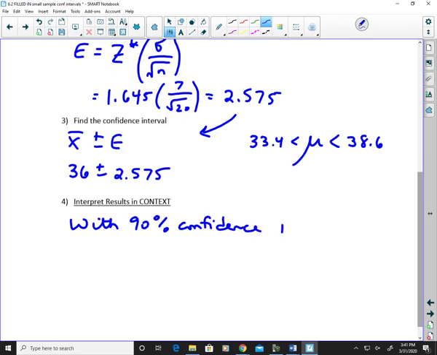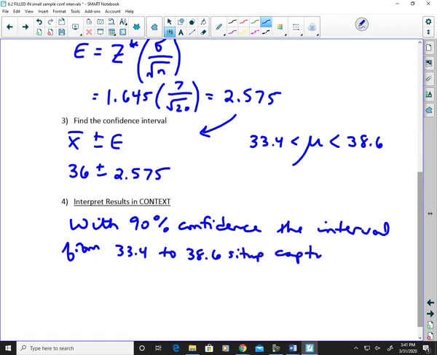With 90% confidence, the interval from, I'm going to use some numbers. Okay, so 33.4 to 38.6 sit-ups captures the true mean number of sit-ups by 6th graders in 1 minute.